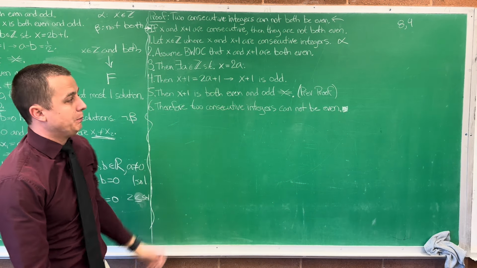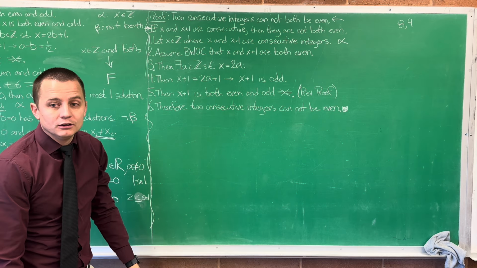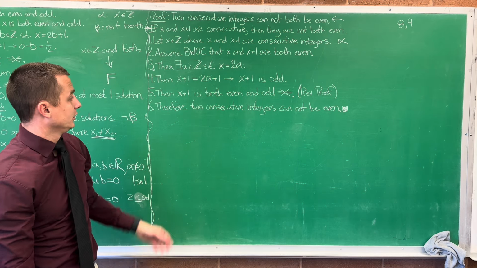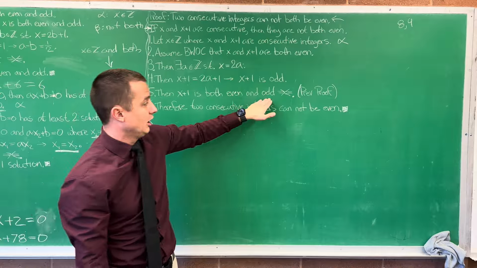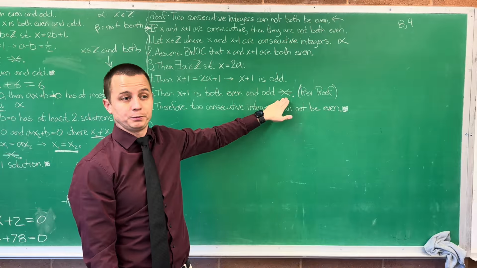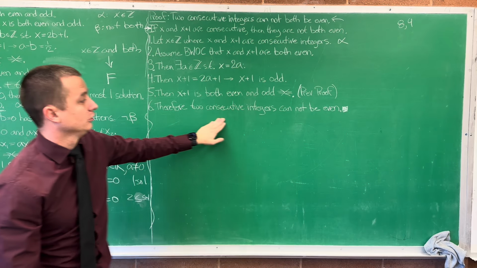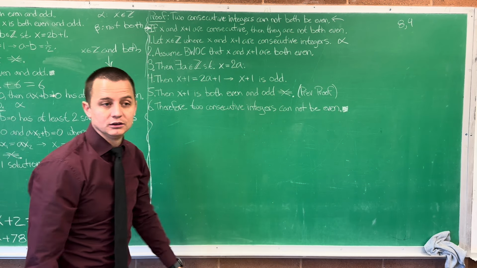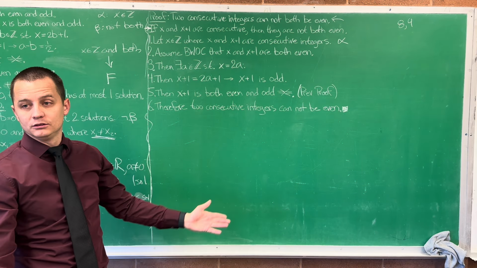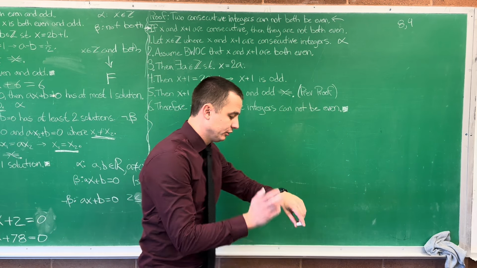What did we just barely prove in the previous proof? Something can't be both even and odd. So then x plus 1 is both even and odd, which is impossible by the previous proof. Therefore, 2 consecutive integers cannot both be even. Okay. Good? Yep. Okay, so there's a couple examples with that.